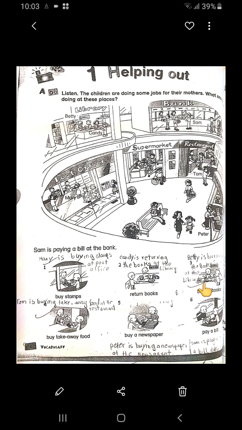The third one is borrow books. Who is borrowing the books? Betty is borrowing the books at the library. Got it? Okay. Then buy takeaway food. Who is going to buy takeaway food? Can you see? At the restaurant, who is going to buy? Tom is buying takeaway food at the restaurant.